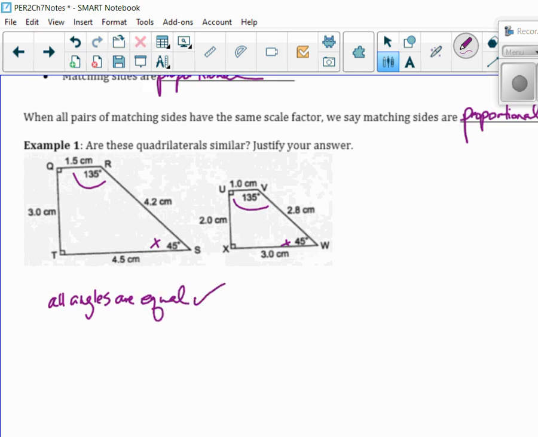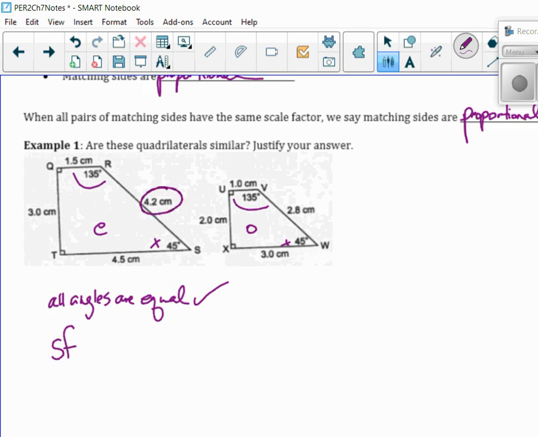So that is true. And the second thing we have to do is see if the scale factor is the same. So I need to figure out the scale factor. In these type of scenarios, you don't know which one you would consider the original. I like always putting the bigger number on top when I'm finding the scale factor. So I'm going to say this one is the original and this one is an enlargement. Let's see the scale factor.